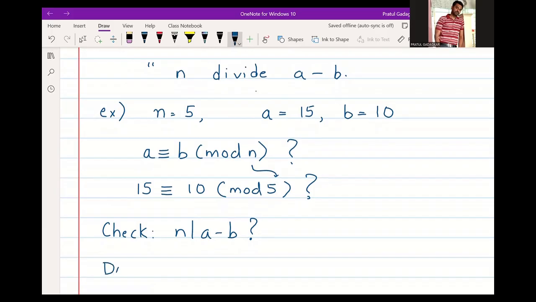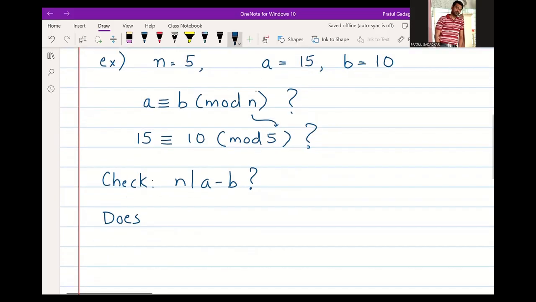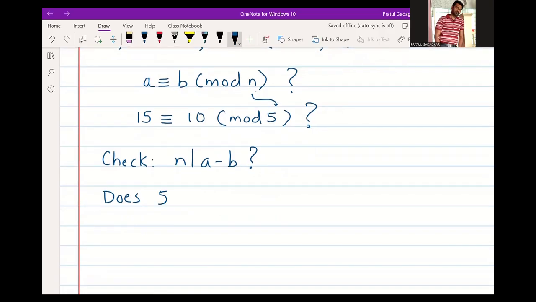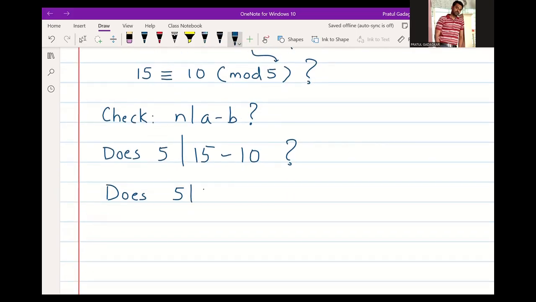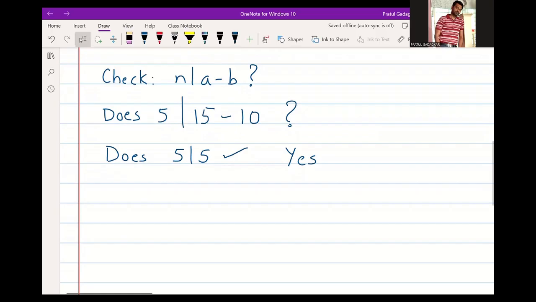Does 5 divide 15 minus 10? Does 5 divide 5? And we know that 5 divides 5. So the answer is yes. It means that the two numbers 15 and 10 are congruent modulo 5.